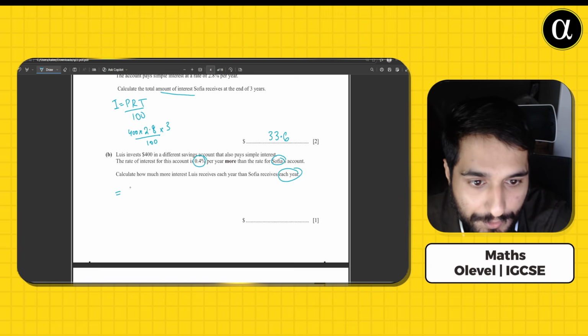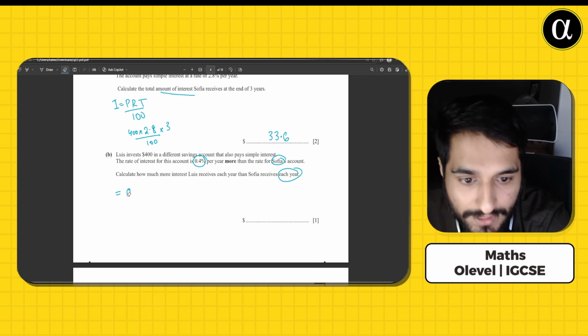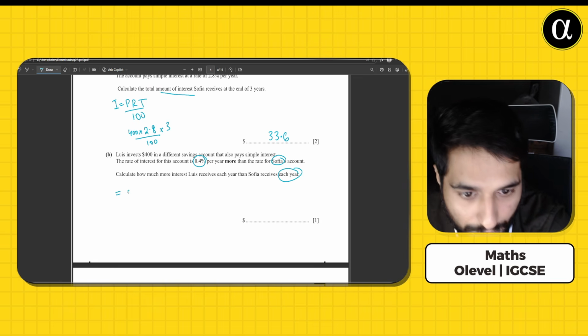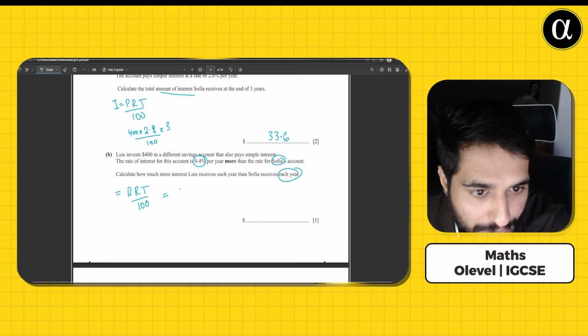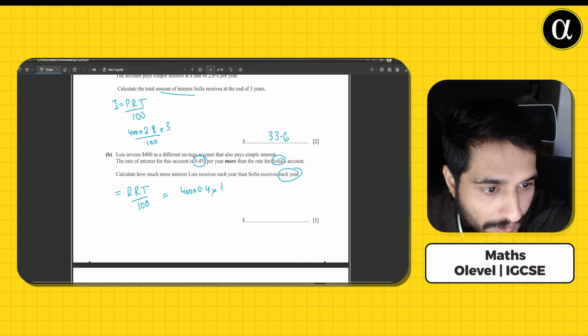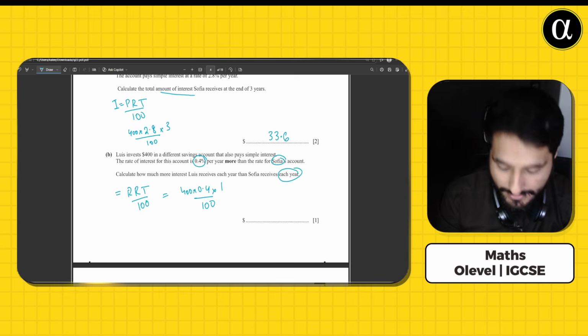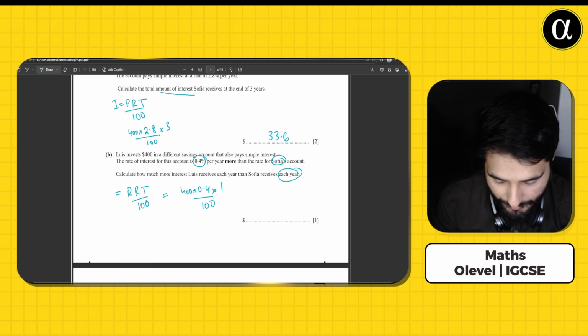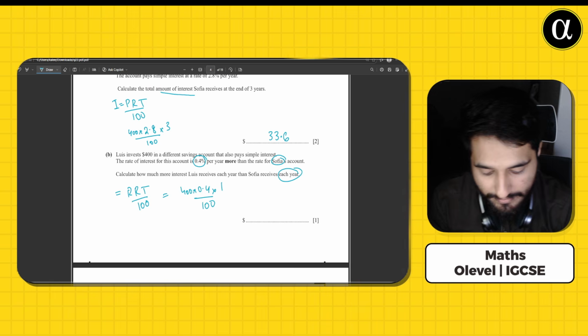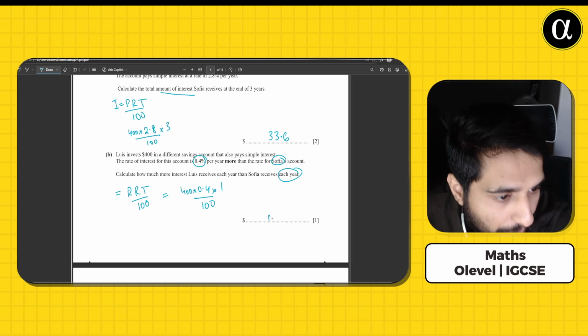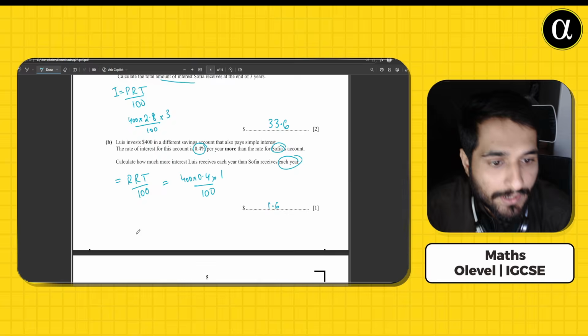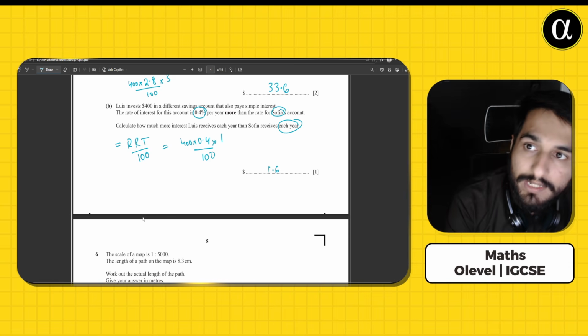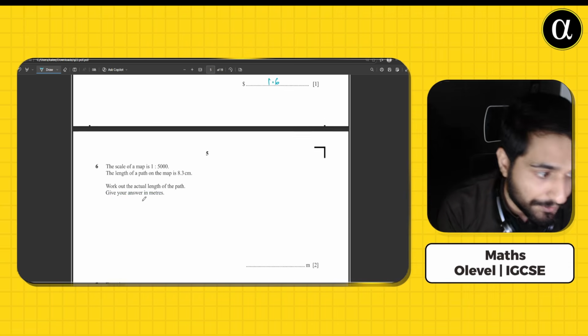So what we are going to do is 0.4, that is the rate, or we can do PRT upon 100. So that would be PRT upon 100, and this should be what? 400 into 0.4 into time 1 divided by 100, and let's see what this gives us. 400 into 0.4 divided by 100, and the amount turns out to be $1.6. Now, had this been compound interest, we wouldn't have done it using the same method. So do keep that in mind.